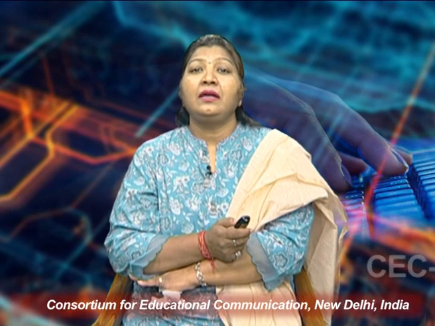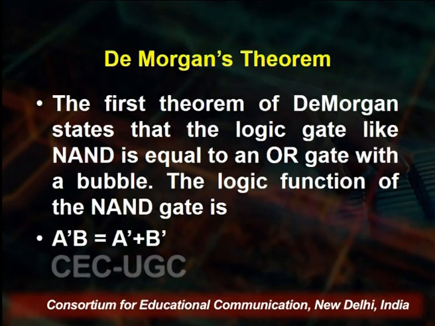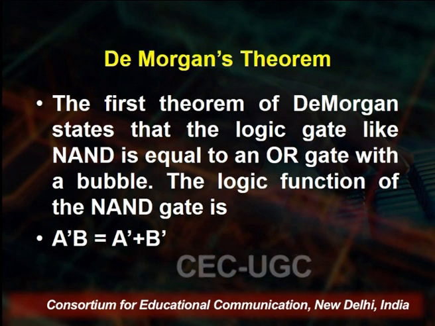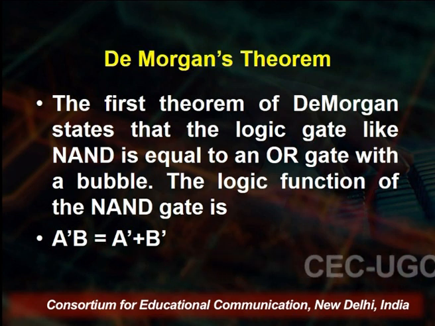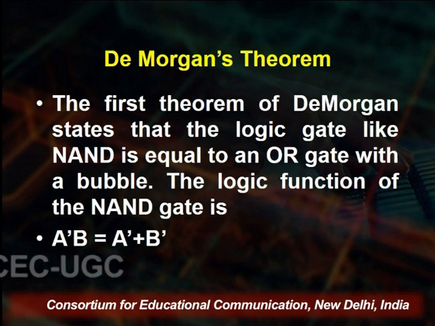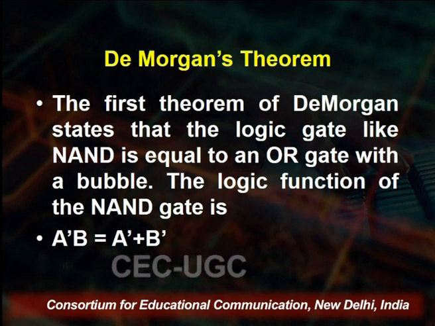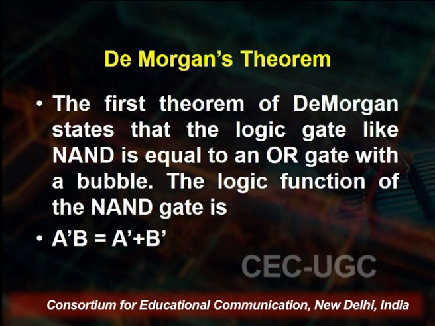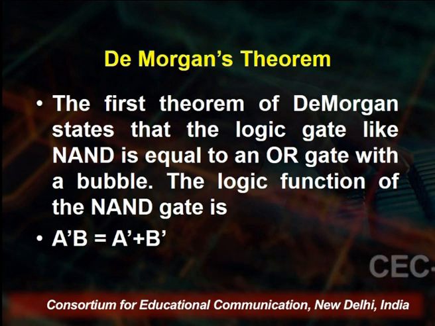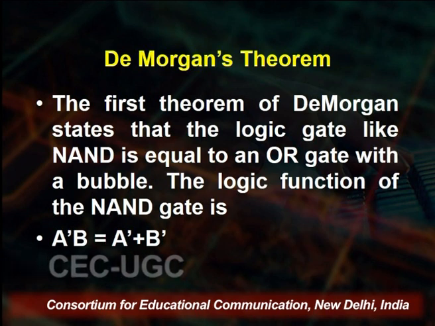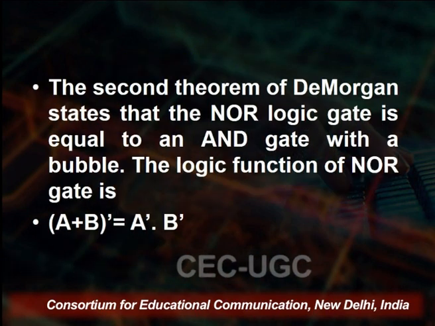Now next is the De Morgan theorem, and how it is used. The first theorem of De Morgan states that the NAND gate is equal to the OR gate with a bubble. The logic function of the NAND gate is defined as (AB)' = A' + B'.